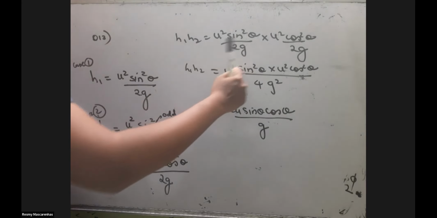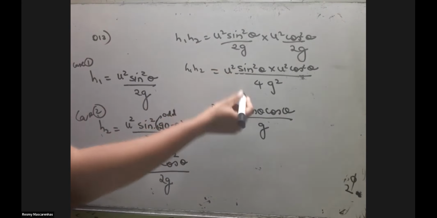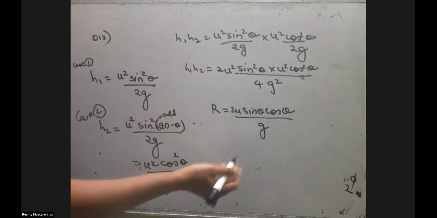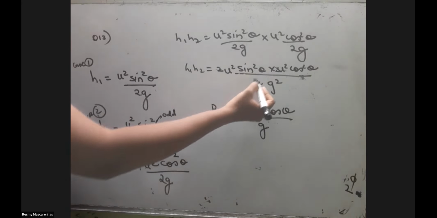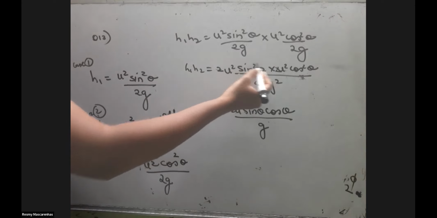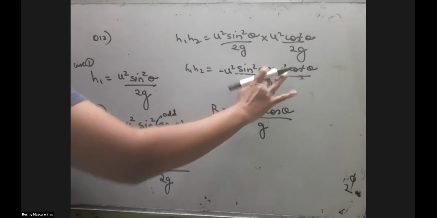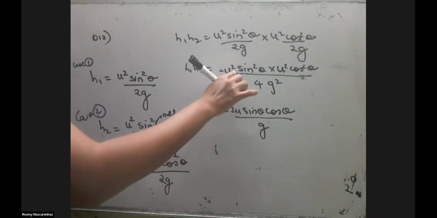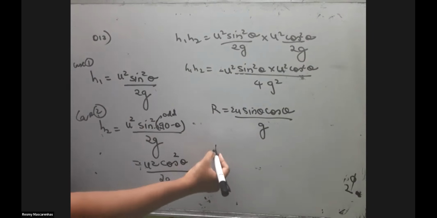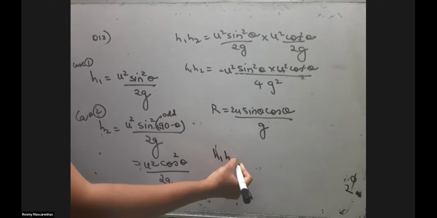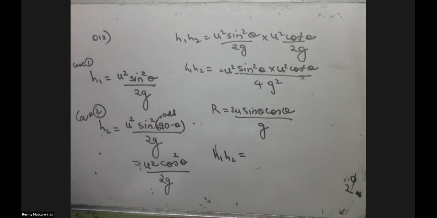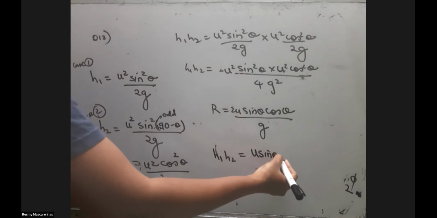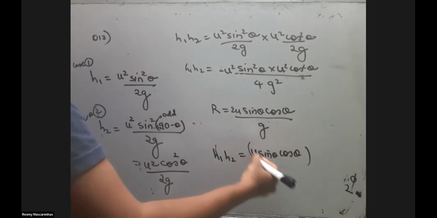So first what we'll do is we'll multiply this by 2. Okay, this also by 2. So 2 and 2, otherwise you will get confused. First we'll take out everything. This square will remove out. H1, H2 will be u sine theta cos theta the whole square.